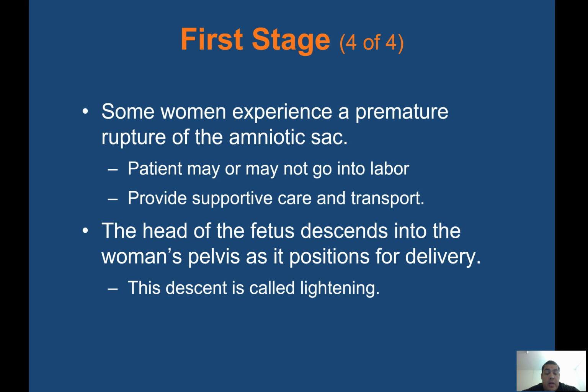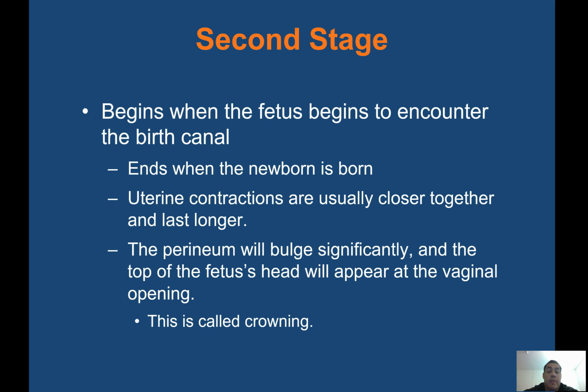The head of the fetus descends into the woman's pelvis as it positions for delivery. This descent is called lightning. Second stage begins when the fetus begins to encounter the birth canal and ends when the newborn is born. Uterine contractions are usually closer together and last longer. The perineum will bulge significantly, and the top of the fetus's head will appear at the vaginal opening. This is called crowning.